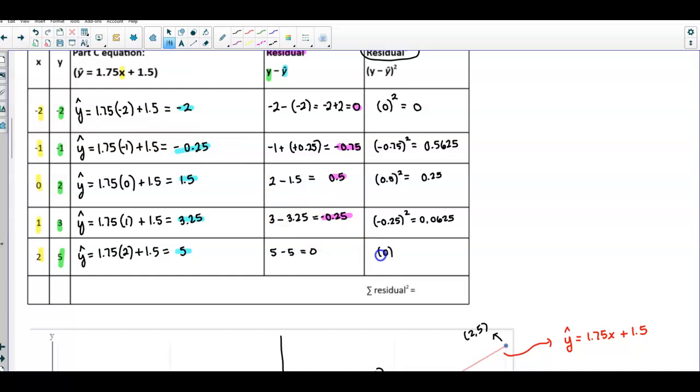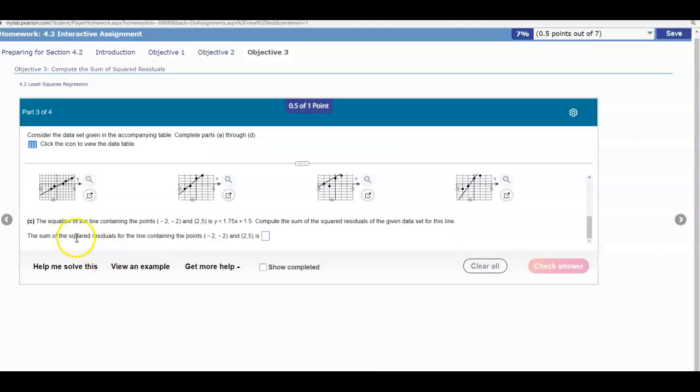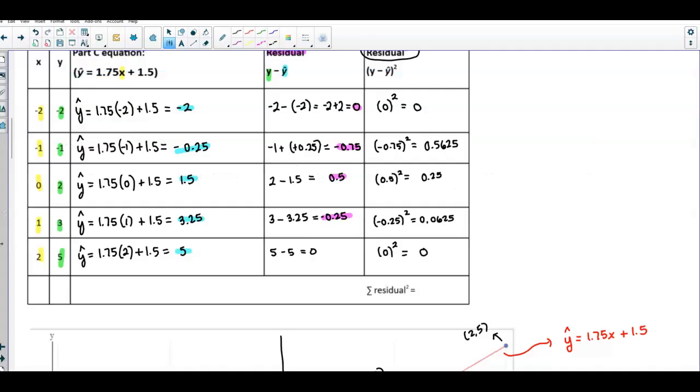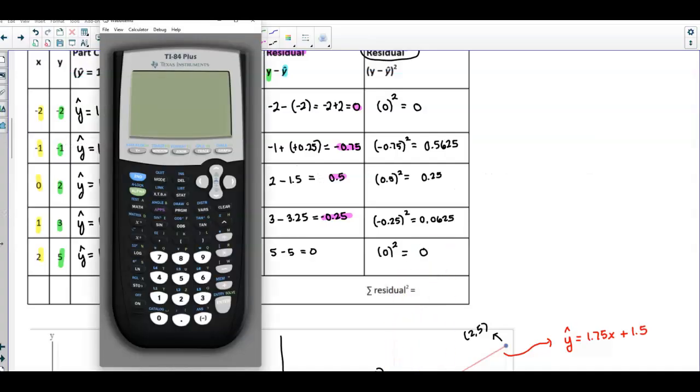And then 0 squared is going to give us 0. Okay, so now we found the residual squared for each item. Now what we're going to do is add these up in order to answer this question here, which is the sum of the squared residuals. So let's go ahead and do that on our calculator.